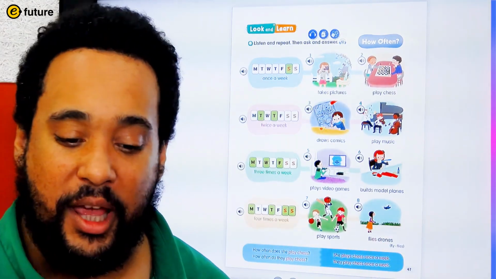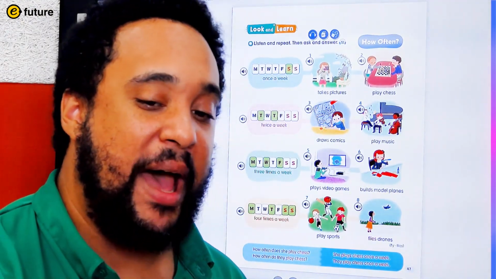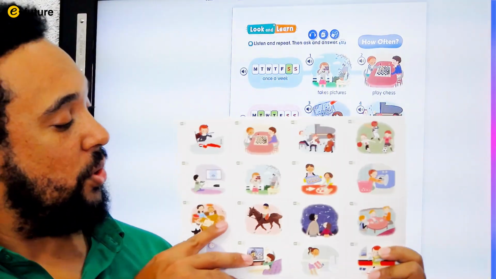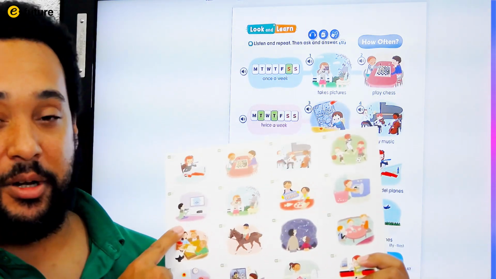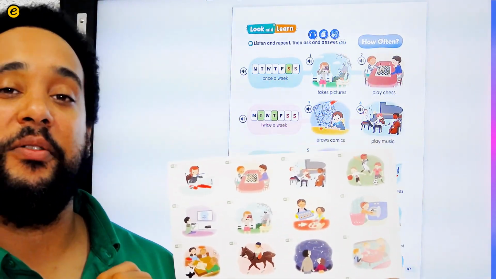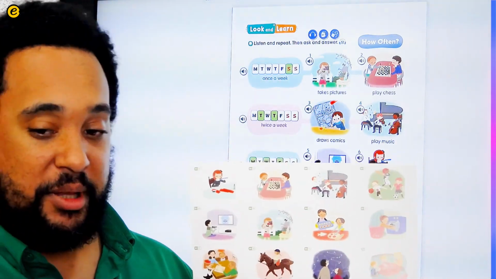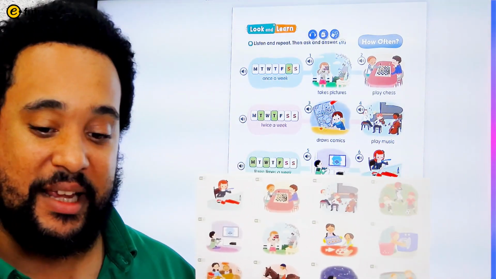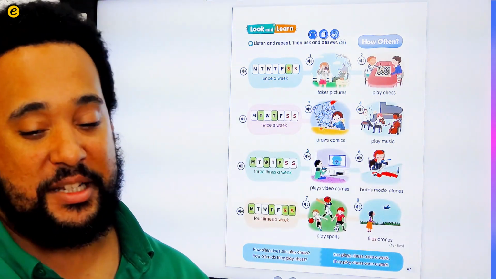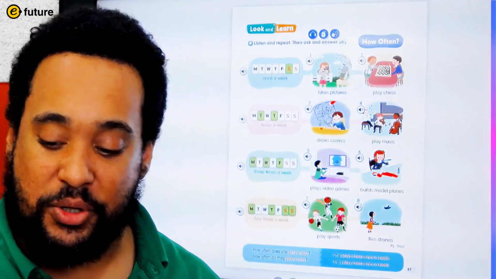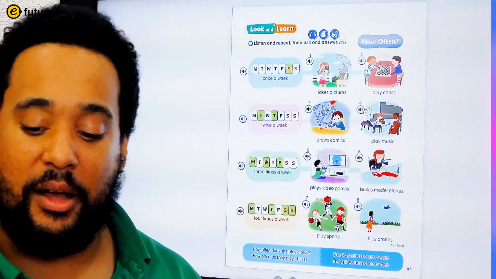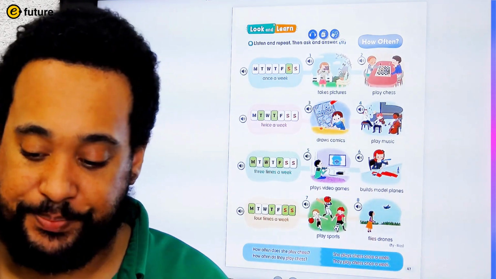Very good. Okay, now in the back of your student book, you have your mini flashcards. What I would like you to do is to pull them out of your book and spread them out on your desk in front of you, okay? And make sure that you have the pictures up, so the picture side up on your desk, okay?